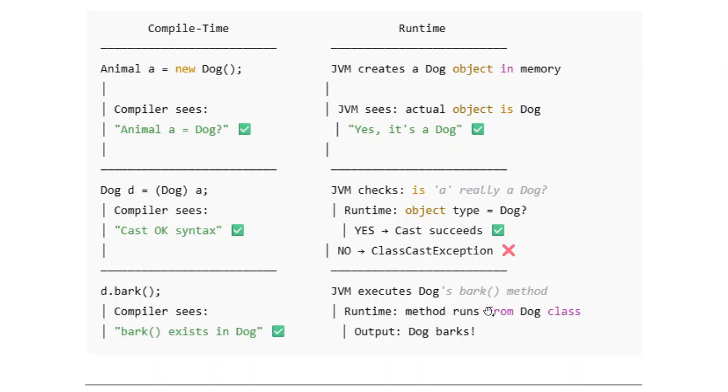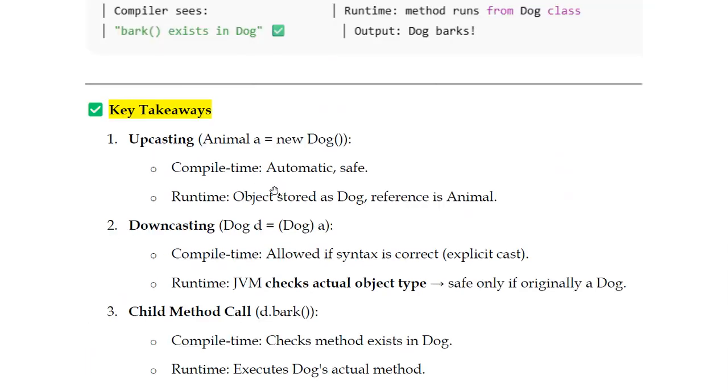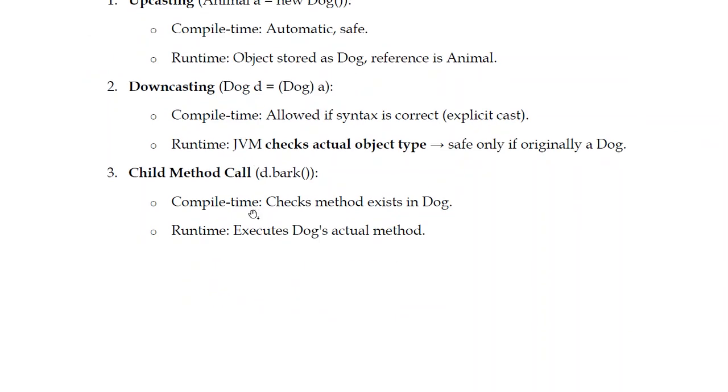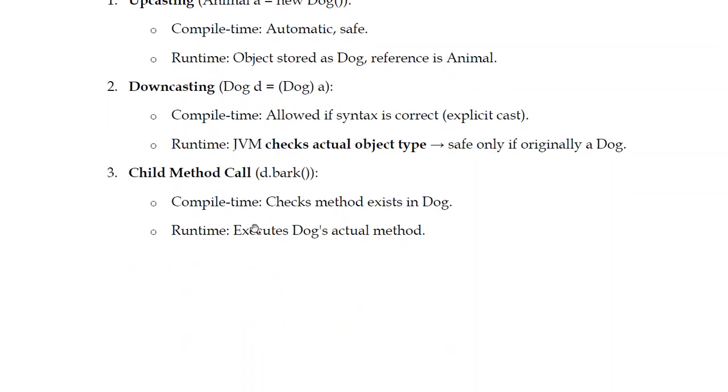So the JVM executes the bark method only if it is true. At runtime, if it is yes, the cast succeeds. Otherwise, it doesn't execute. Key takeaways: upcasting is automatic and safe at compile time. Compile time itself will check the reference. But at runtime the object is stored as a dog, and the reference is animal. Downcasting is allowed if the syntax is correct and explicit. The JVM checks the actual object type, safe only if it was originally a dog. For the child method, at compile time it will check whether the method exists in dog or not; it won't execute it.